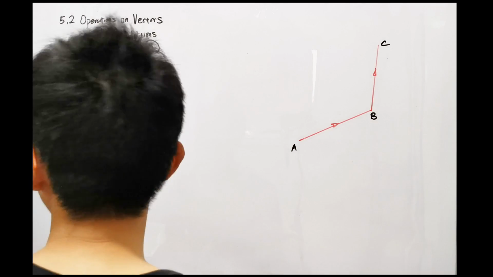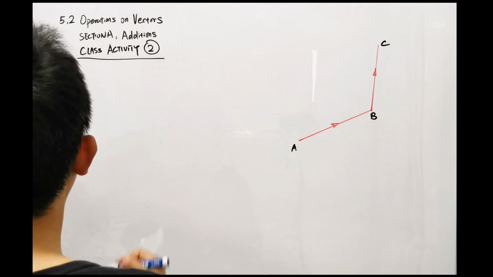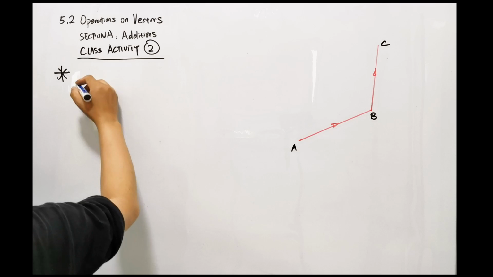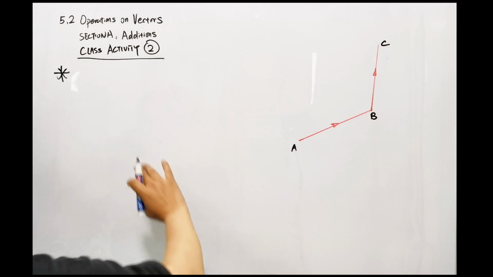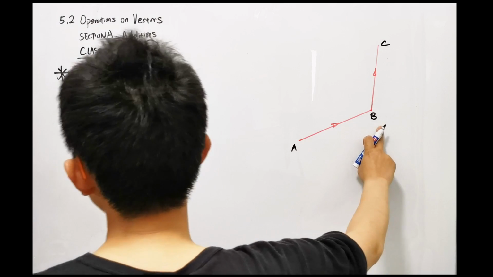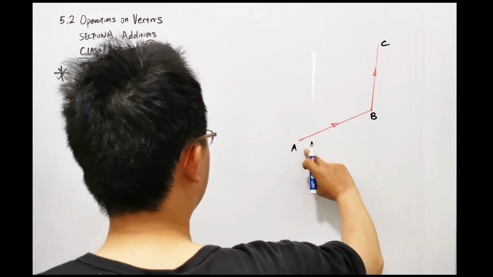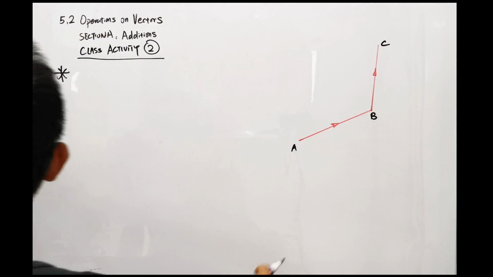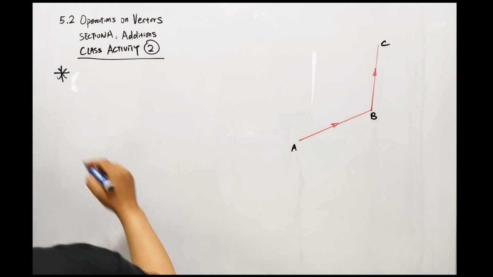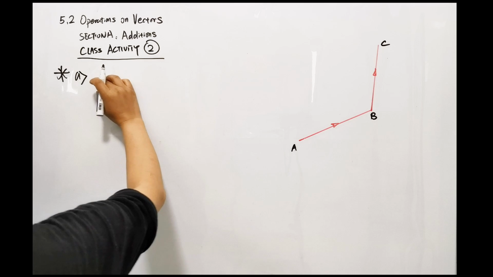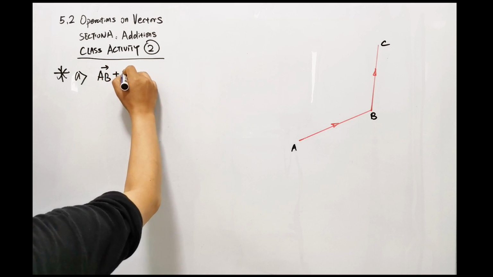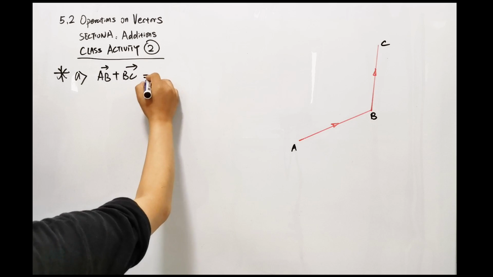In this diagram we are going to show the first example. We show a helicopter. The helicopter flew from A to B along the vector AB, and then from B all the way to C. The first question is to describe AB plus BC as a single vector.